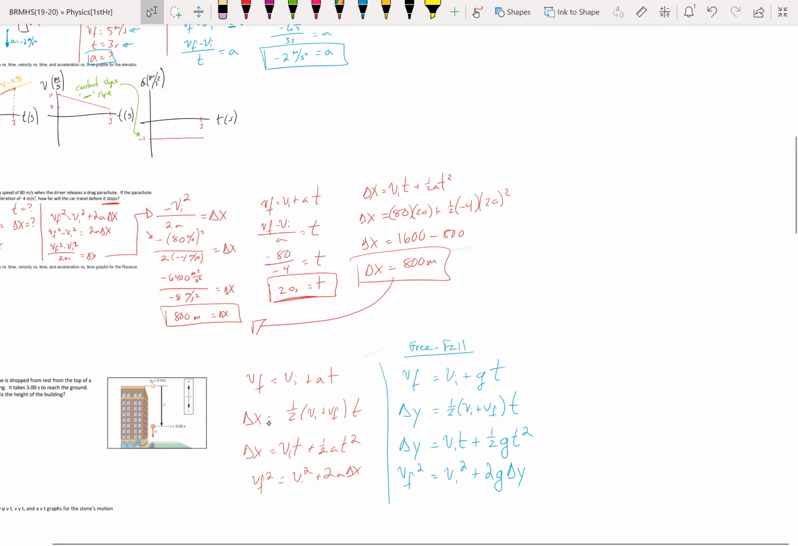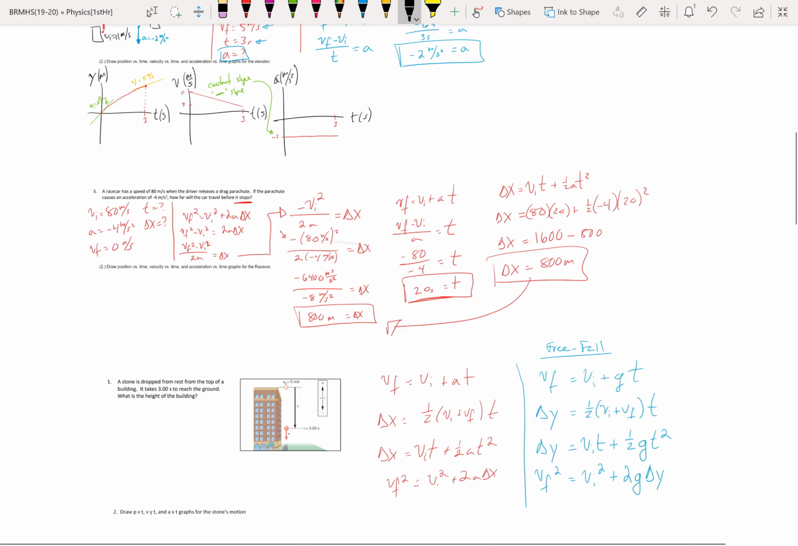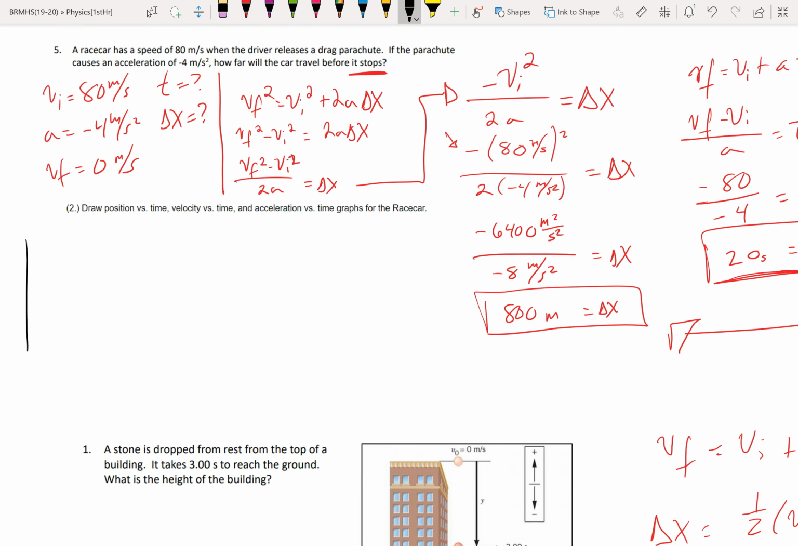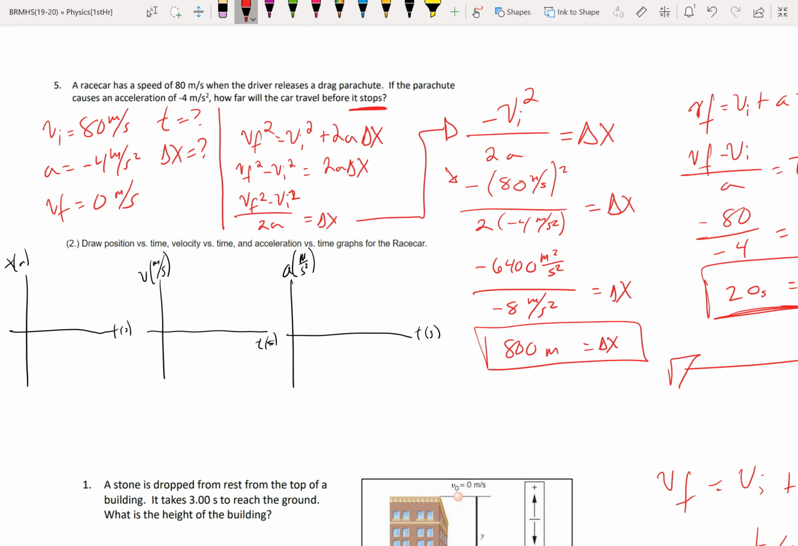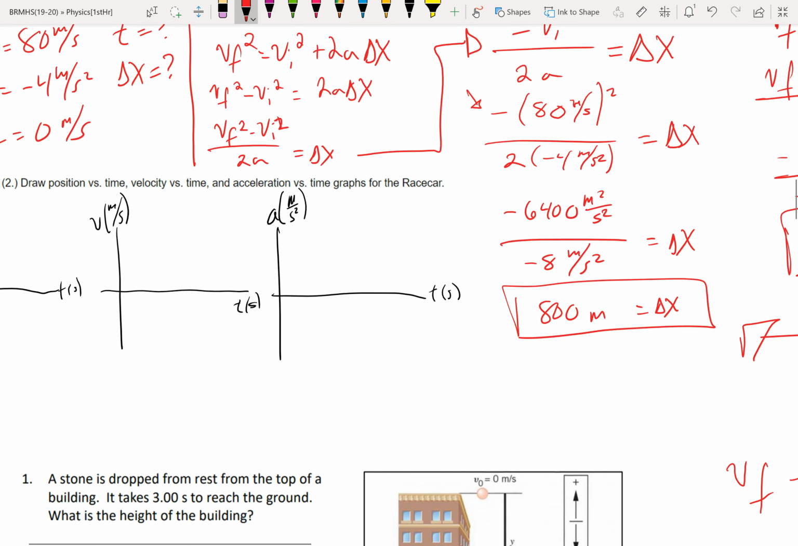Cool. Graphs. So can we fit our graphs over here? Here's position in meters, time in seconds, velocity in meters per second. Please always make sure you include the units. Got to. T in seconds. All right. Start with the acceleration, because that's easy. It's constant. So negative direction, 4.